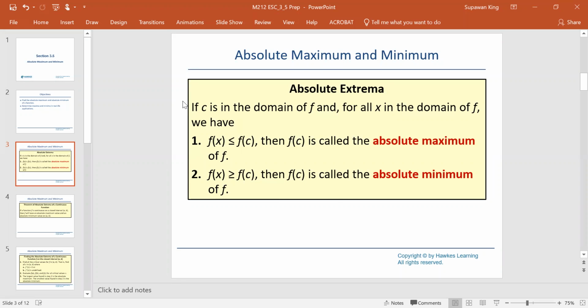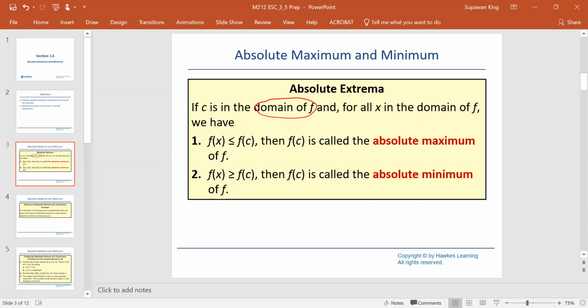Absolute extrema. If c is in the domain of the function f, for all x in the domain of f, we have: 1. If f(x) is less than or equal to f(c), then f(c) is called the absolute maximum value of f(x). 2. If f(x) is greater than or equal to f(c), then f(c) is called the absolute minimum of the function f.